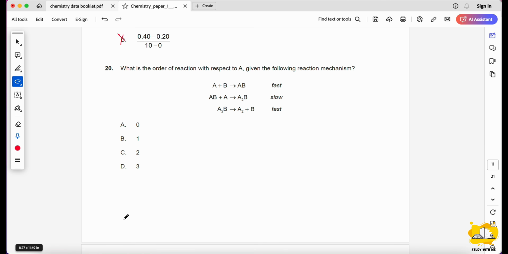What is the order of reaction with respect to A given the following reaction mechanism? We need to pay attention to the slow step, which is the rate determining step. Okay, so we can see the rate here will be k[A][B]. Their respective orders will be 1, so in total it will be 2.